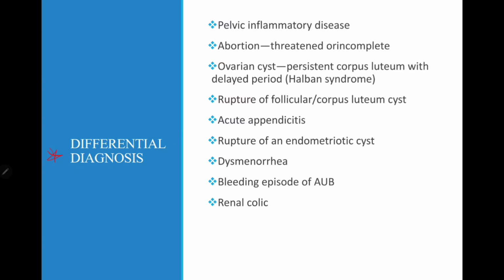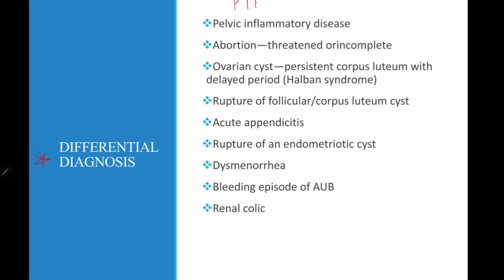So what is the differential diagnosis of ectopic pregnancy? It can be just a simple pelvic inflammatory disease. The second one to rule out is abortion, especially a threatened or an incomplete abortion. And the next one is ovarian cyst. Ovarian cyst is going to be persistent corpus luteum with a delayed period. Okay, so that is Halban syndrome.